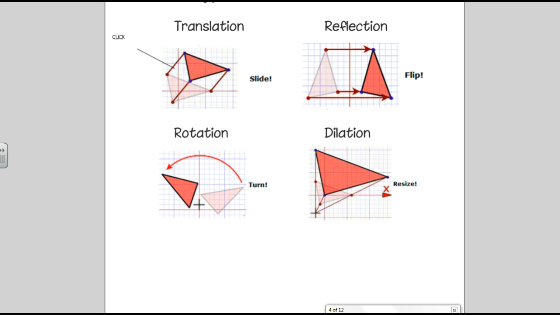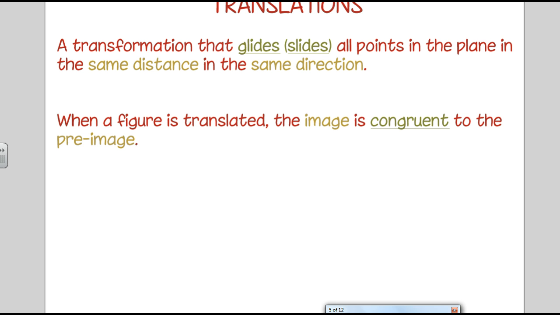Today we're going to focus on translations only. We're going to spend a whole day on translations. Tomorrow will be reflections. Wednesday will be rotation. Dilations we're not going to do until after break because they go in our next unit. Okay, write this in your notes. A translation is a transformation that glides or slides.